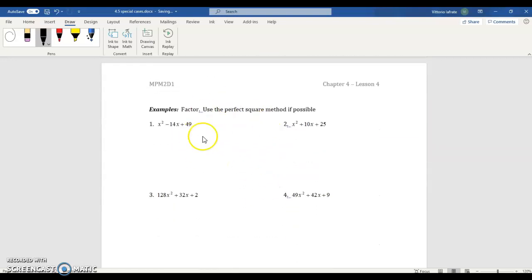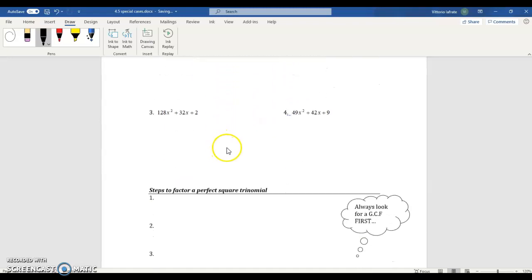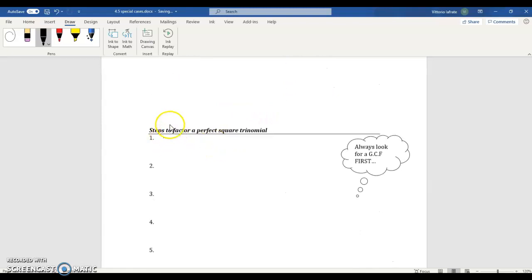So the next few examples go over factoring using the perfect square method. So what we're going to do is write out the steps for the perfect square method, and then afterwards we're going to try these examples with the perfect square method for factoring. So the first step is to check for perfect squares in the first and third terms. So in other words, in A and C.